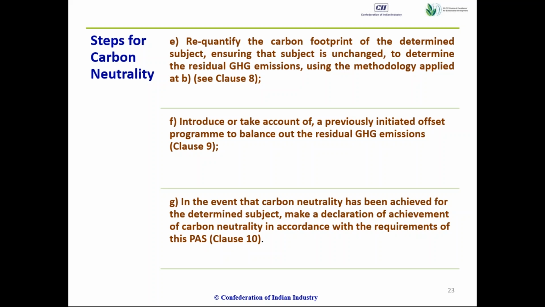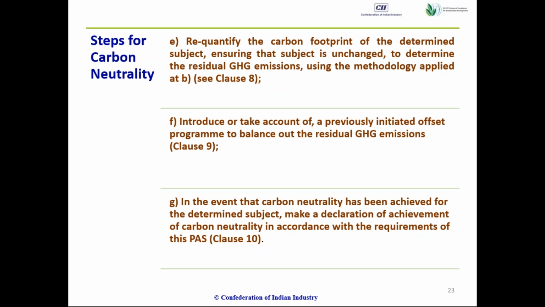offsets. For example, I'm having 50,000 tons of CO2 from my industry. So by energy efficiency and various measures, I reduce 20,000 tons of CO2. Beyond that, I cannot go, because either it is economically not feasible or the technology doesn't permit me. So the balance 30,000 tons of CO2 I am still emitting. So now how do I become carbon neutral?